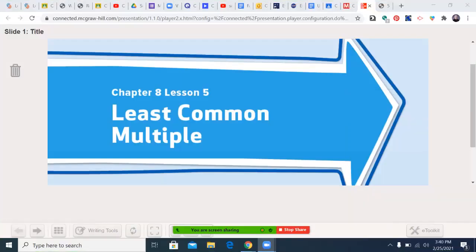Today's episode, Chapter 8, Lesson 5, Least Common Multiple. Chapter 8, Lesson 5 will begin on page 577. If you have a paper packet available, you should have that near you. If not, you should pause the video before it gets started and have either the packet or a piece of paper and something to write with available for your use.